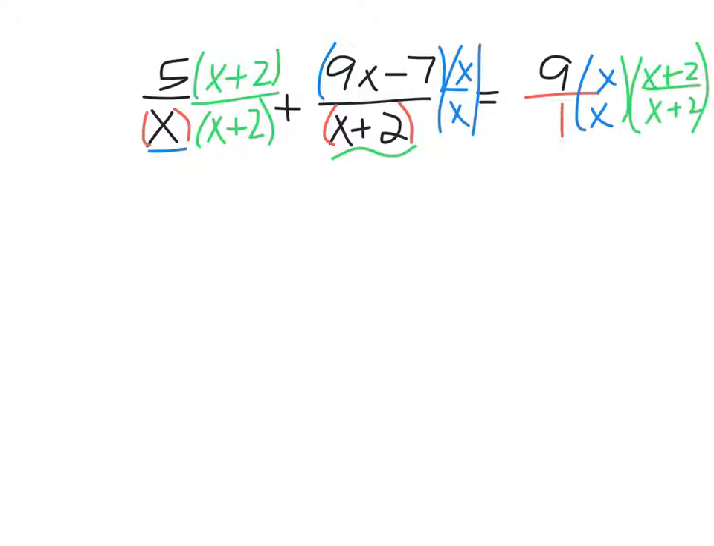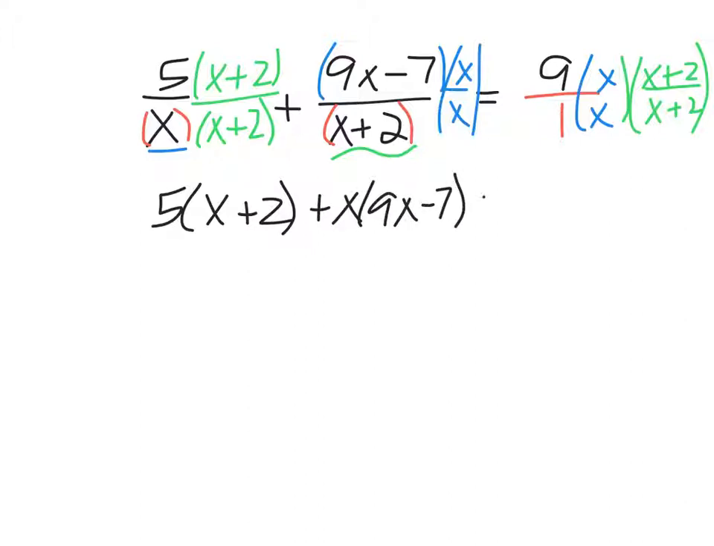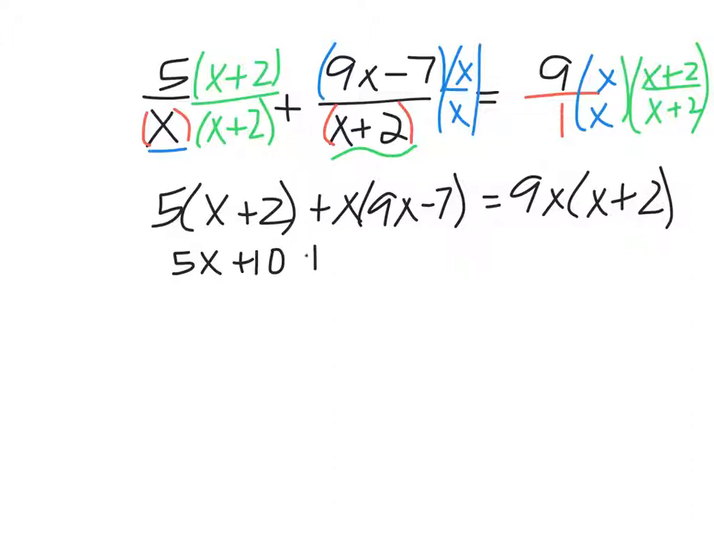Alright. And now once I have the common denominator, I focus on the numerator. So 5 times x plus 2 plus x times 9x minus 7 equals 9x times x plus 2. So 5x plus 10 plus 9x squared minus 7x equals 9x squared plus 18x.